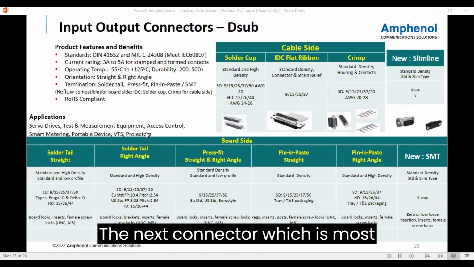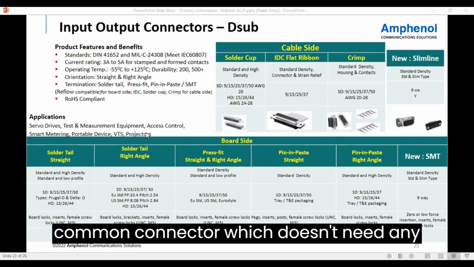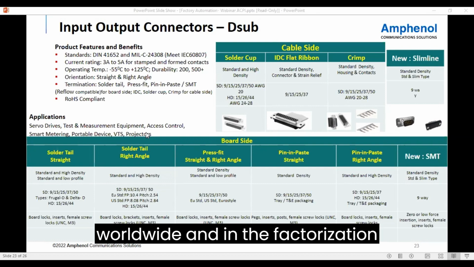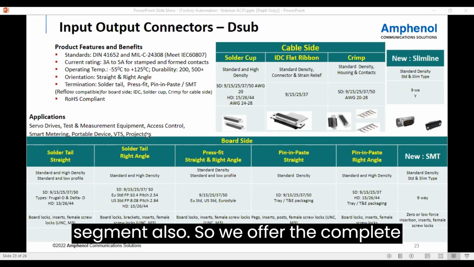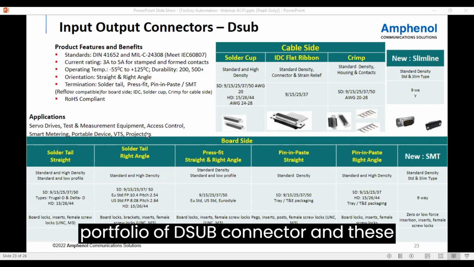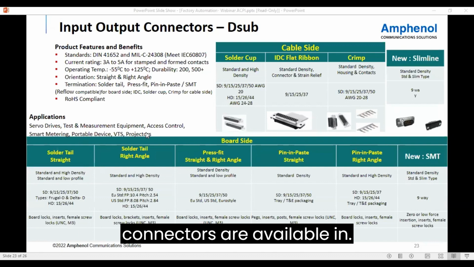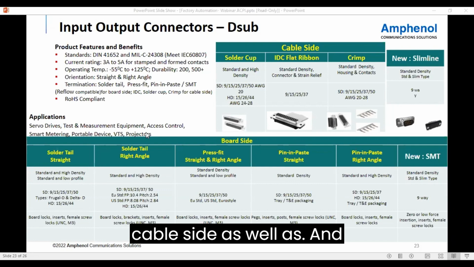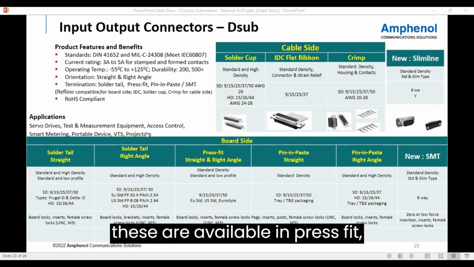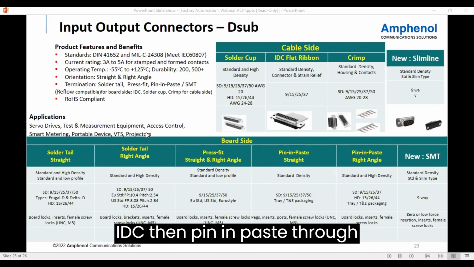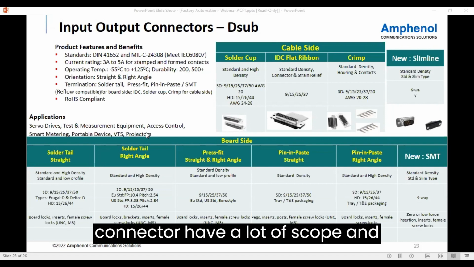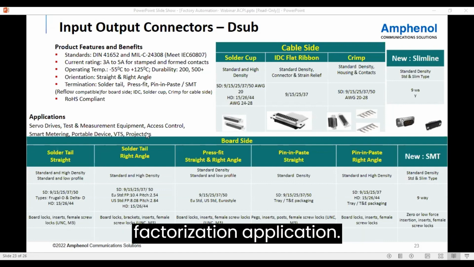The next connector, which is the most common connector and doesn't need any introduction, is the D-sub connector. This is the most common interface connector used worldwide and in the factory automation segment also. We offer the complete portfolio of these connectors, available for both terminal applications and cable side, in press fit, IDC, pin in paste, and through hole terminations. So these connectors have a lot of scope in factory automation applications.